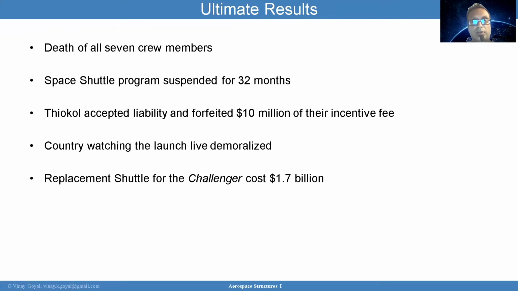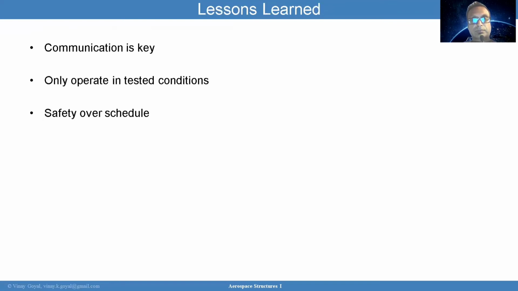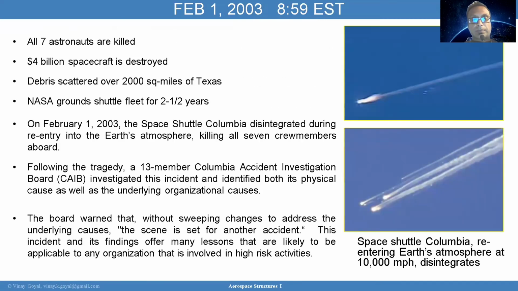The ultimate result was a disaster for the shuttle program, and the Challenger lost $1.7 billion because of this. And then Thiokol also accepted liability and forfeited $10 million. Communication is key. We also want to operate within test conditions, and safety is more important than schedule sometimes, or all the time.